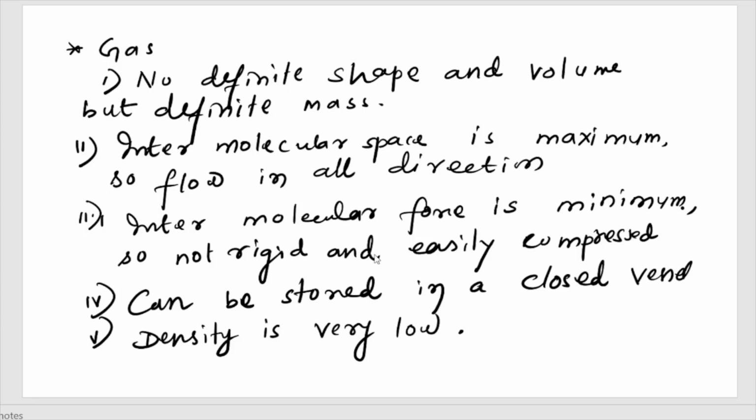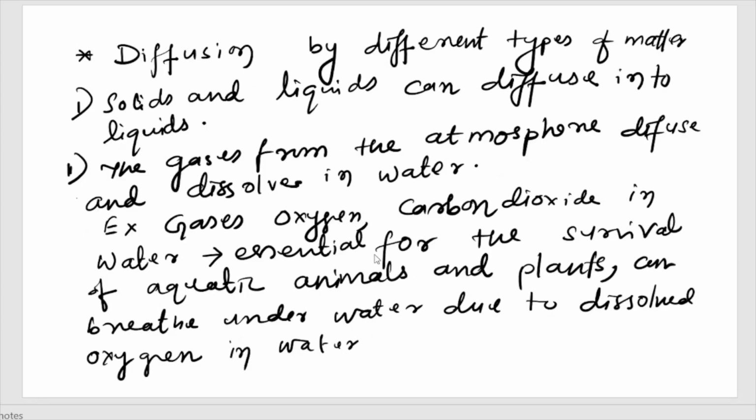If you compress the gas, it occupies a very small space and can be stored in a closed vessel, because here there is mass but no definite volume and no definite shape. It occupies the shape of the container, with no definite shape and volume but definite mass, and can be stored in a closed vessel just like an LPG gas cylinder. Density is also very low, so it can flow in all directions, since intermolecular space is maximum and density is very low.